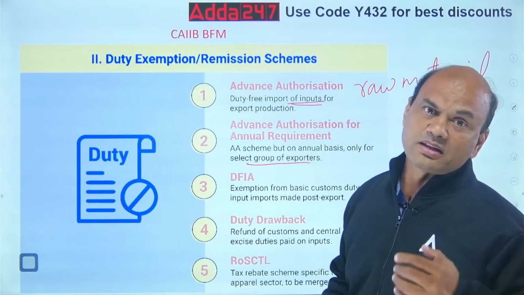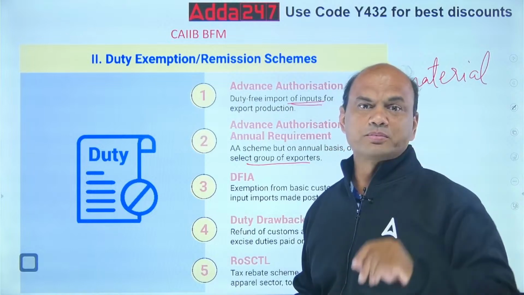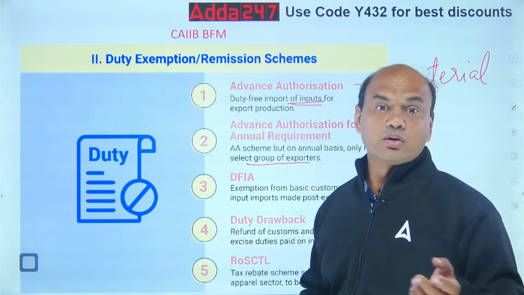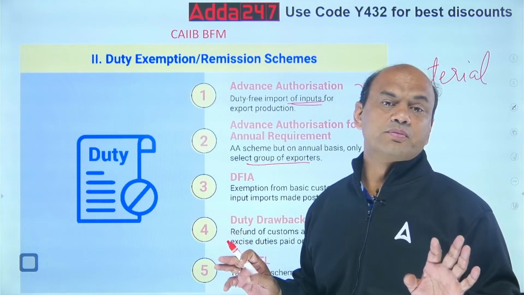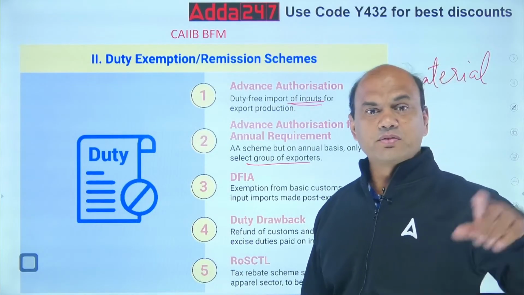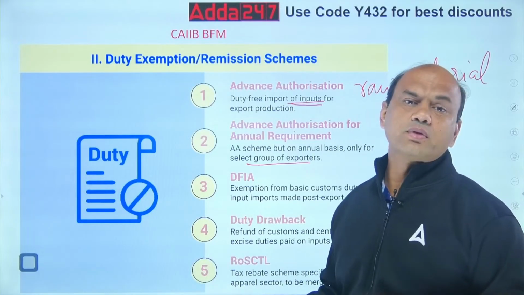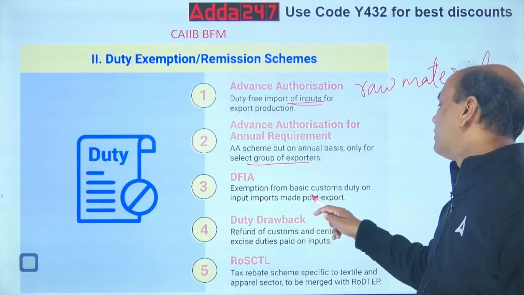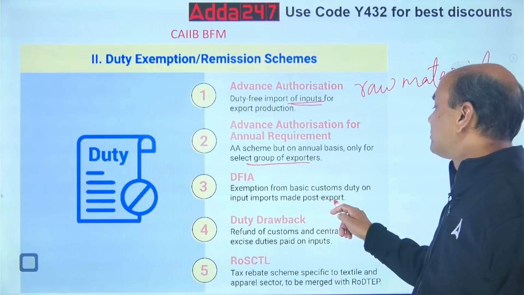Suppose you say, sir, that raw material is costing heavily, I am bringing it from, let's say, China, that is costing me heavily. But the government can't do anything in that. Max to max, what can it do? It can reduce the import duty on it. But the basic cost, you will have to pay. Isn't it? For that, the bank is there to finance, isn't it? So exemption from basic customs duty on input imports made post export.